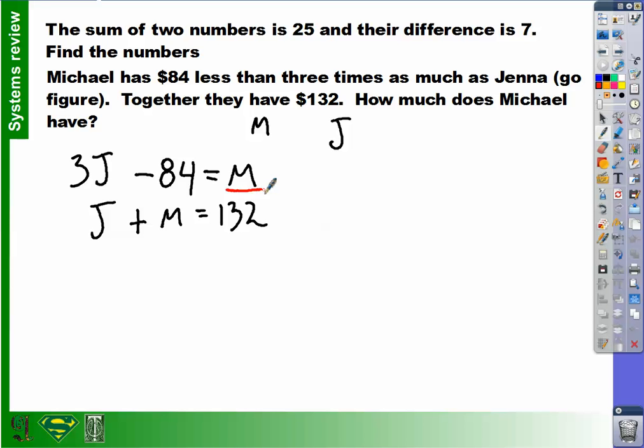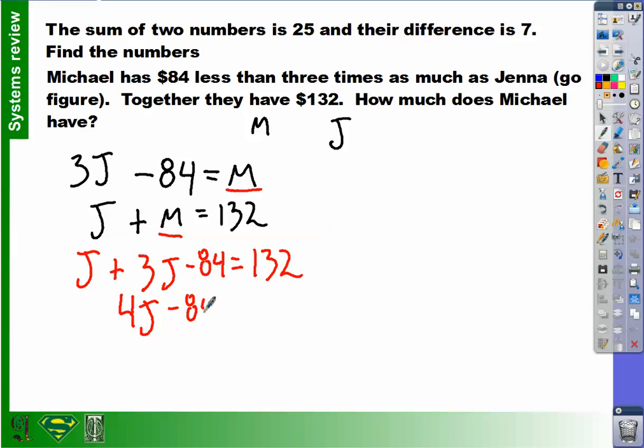Okay. So instead of M, what am I going to write? 3J minus 84. So we have J plus 3J minus 84 is equal to 132. What am I going to do next? Combine the J's. So J plus 3J is 4J minus 84 is equal to 132. So now what will I do? Add 84. So when I add 84 to both sides, I get 4J is equal to 216.